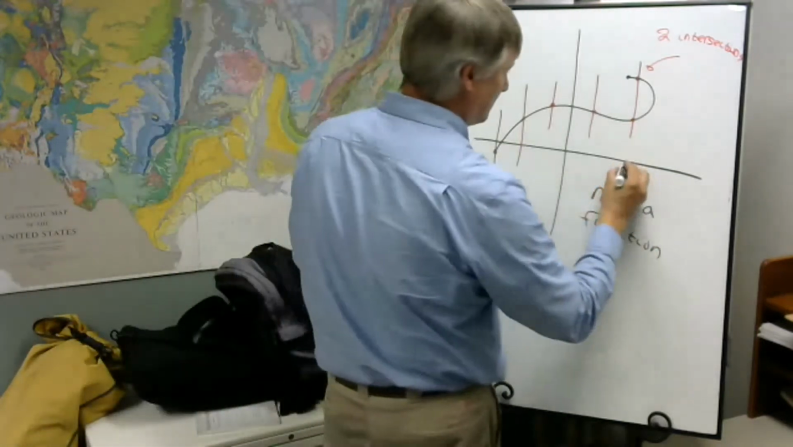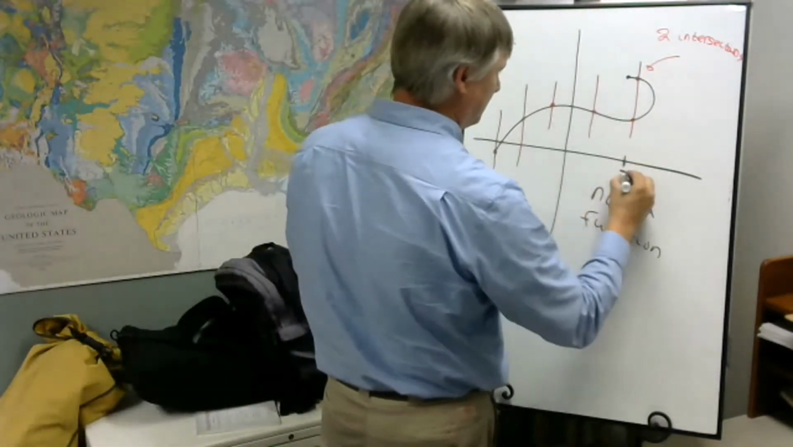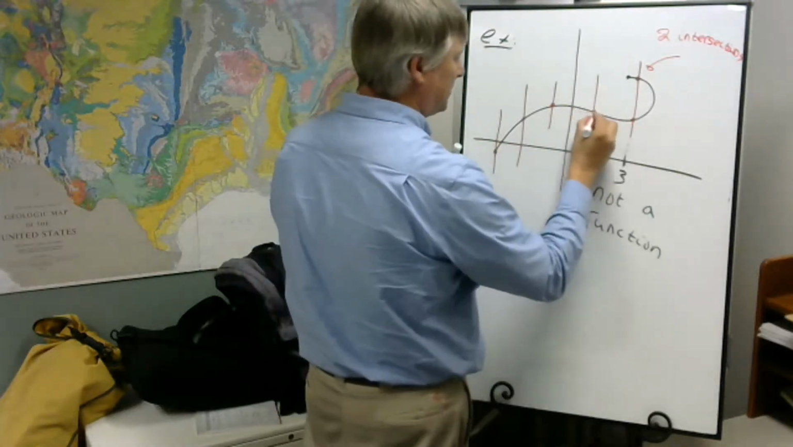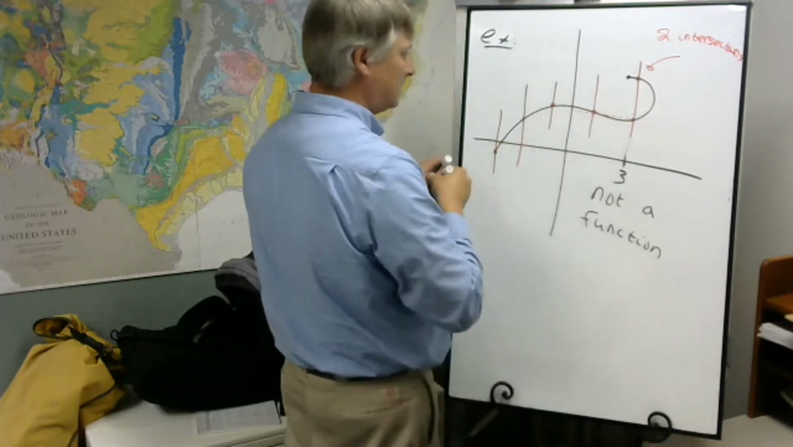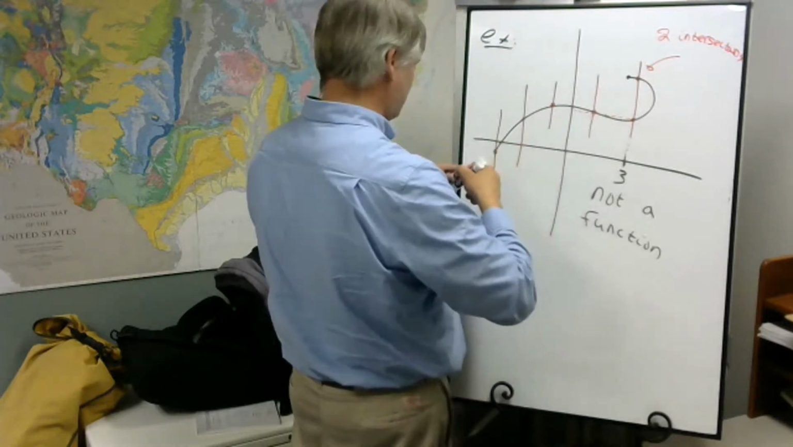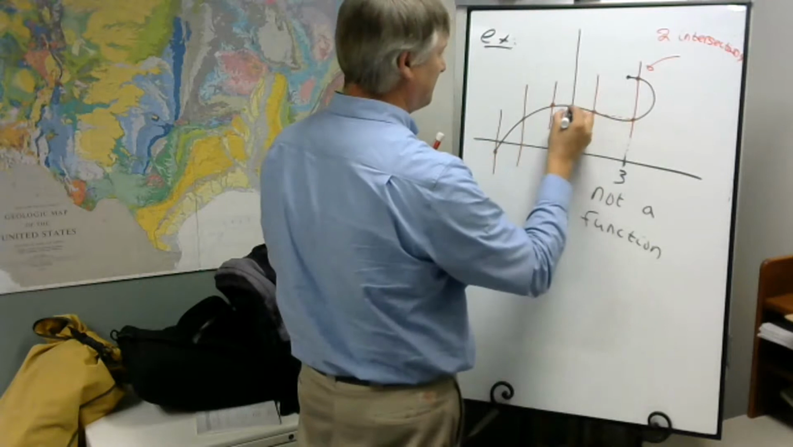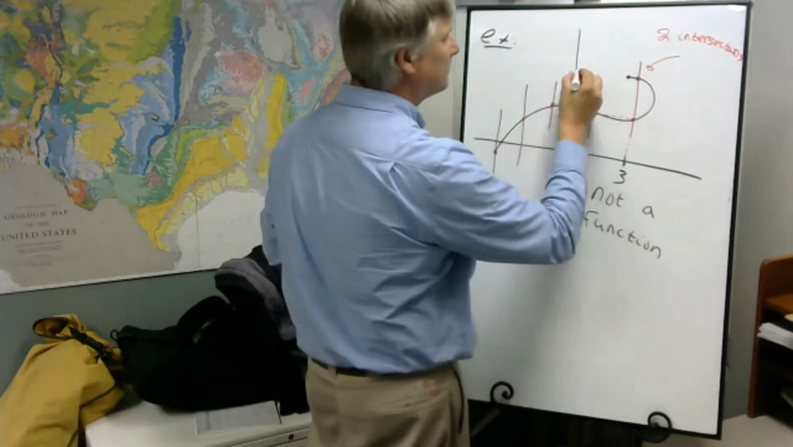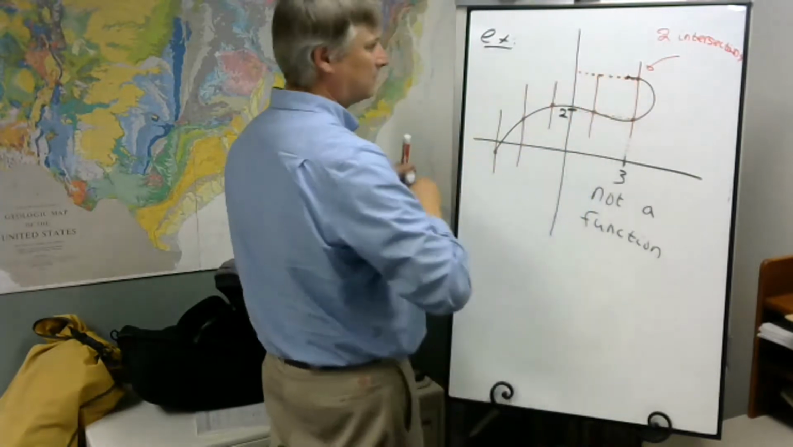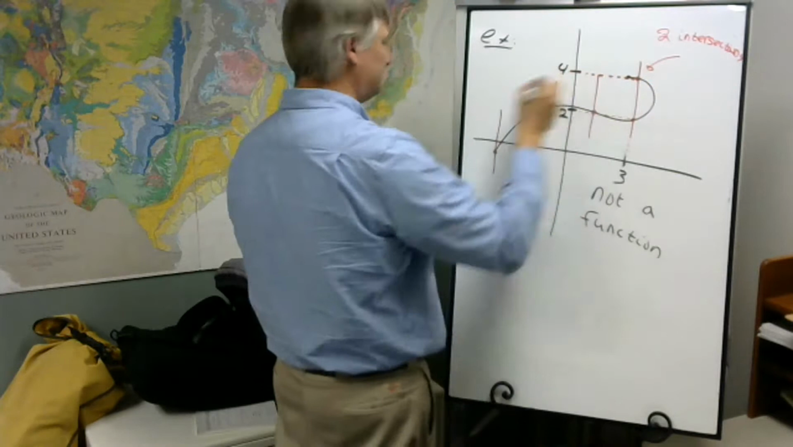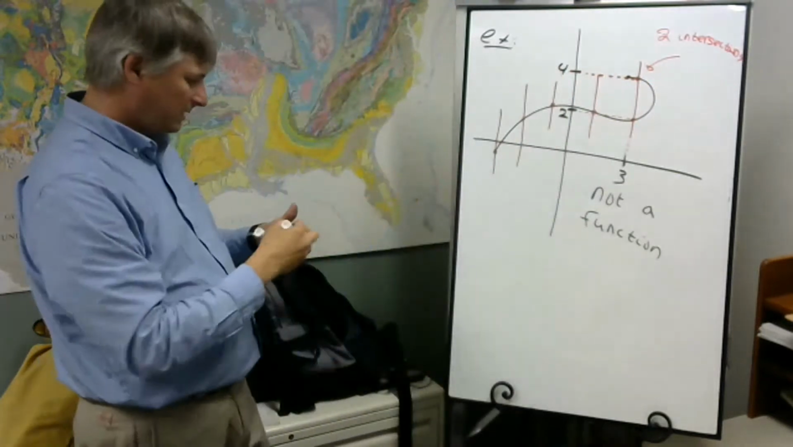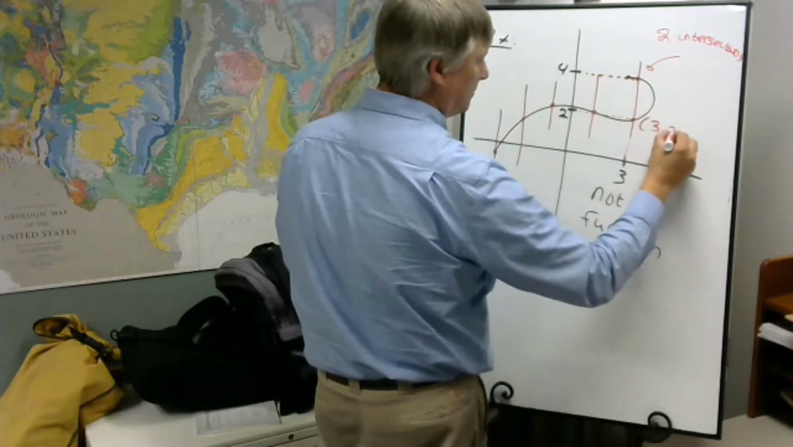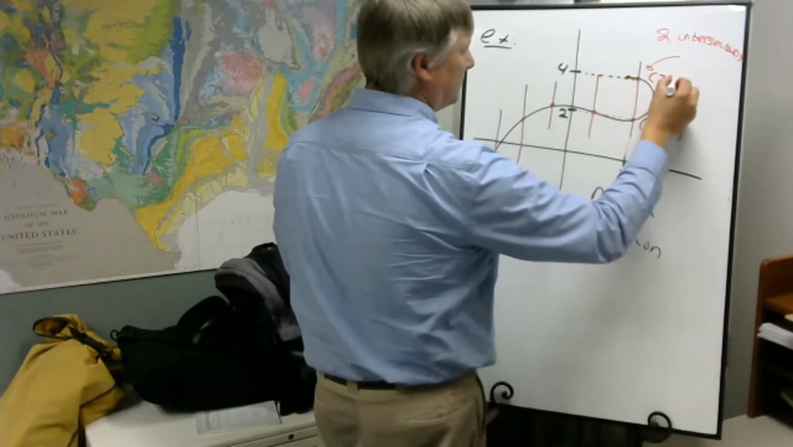Because let's say this value is 3. Let's say this one is, we'll say it's also 3. And we'll call it 2. And this one, we'll call this 4. So what we've got, (3, 2) and (3, 4).